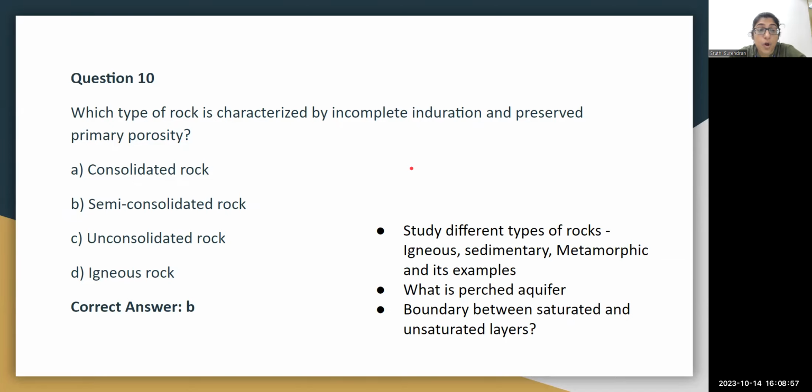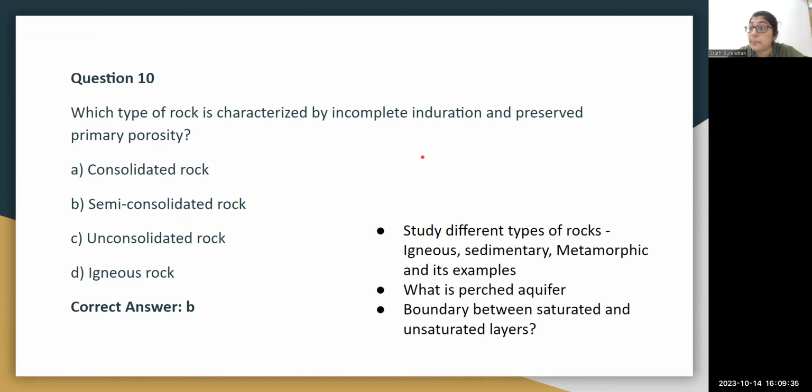Then what are consolidated, semi-consolidated, and unconsolidated rocks? So this is a portion which is saying that consolidated rocks are rocks which are cemented very hard together. And what are the examples? Then semi-consolidated is where the induration process, or the hardening and cementing process, is incomplete. As a result of it, there are some pore spaces, whereas unconsolidated rocks are highly porous rocks. So what are the examples of these three categories of rocks?